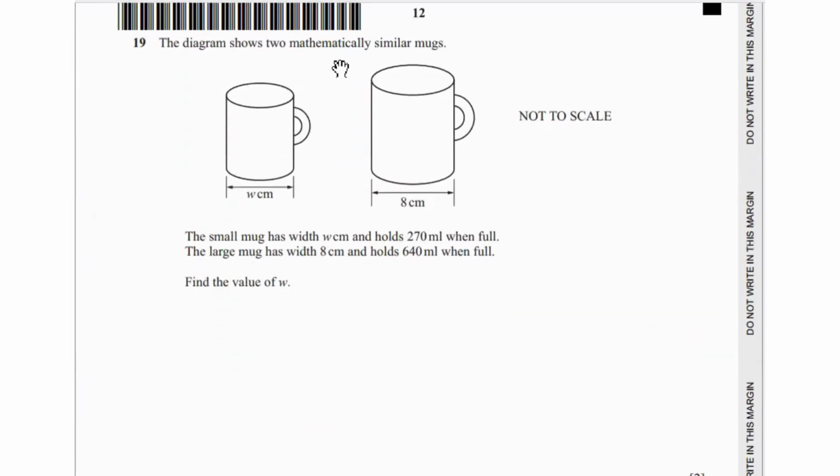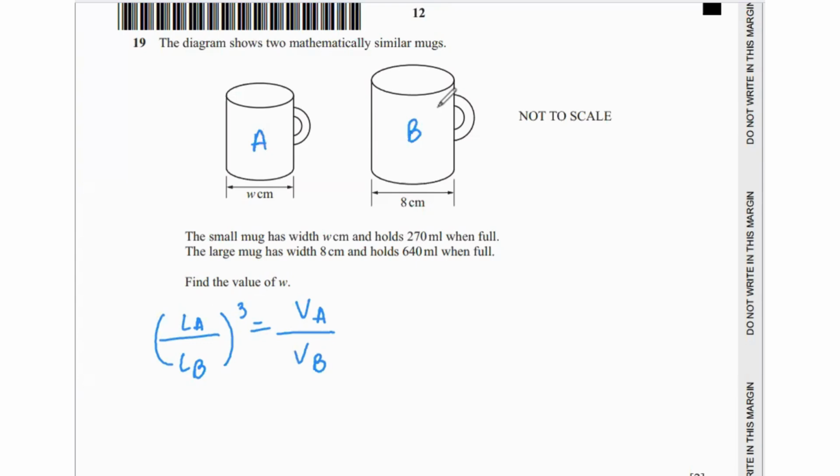Then it says a diagram shows two mathematically similar mugs. The small mug has width W centimeters and holds 270 ml when full. The large mug has width 8 centimeters and holds 640 ml when full. Find the value of W. In these cases, the rule that we follow is that length of shape A divided by length of shape B, whole cubed, equals volume of shape A divided by volume of shape B. Let's call this shape A. Let's call this shape B.